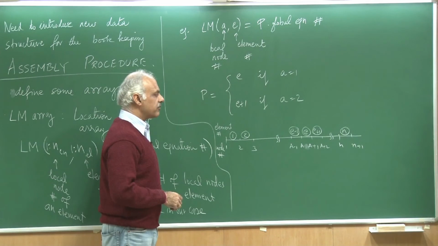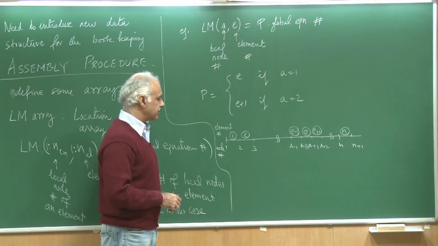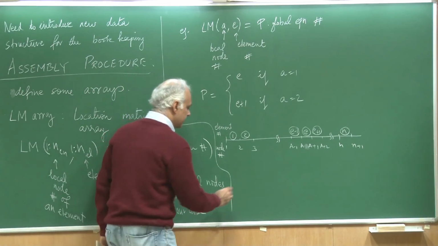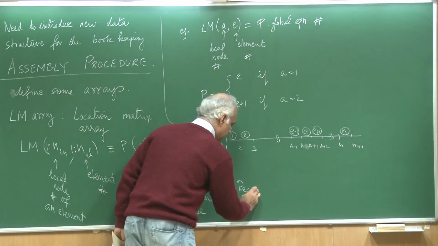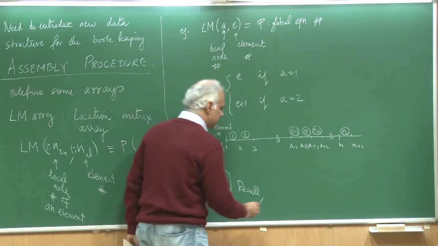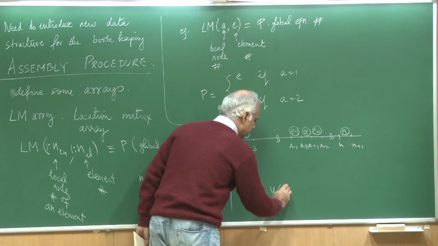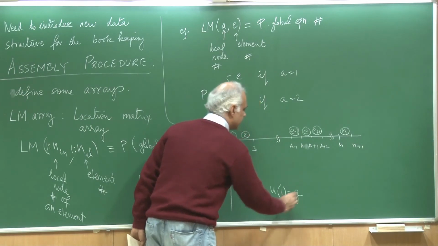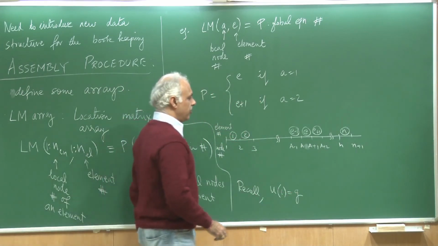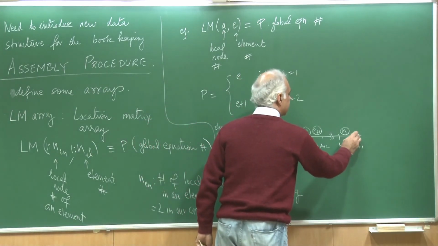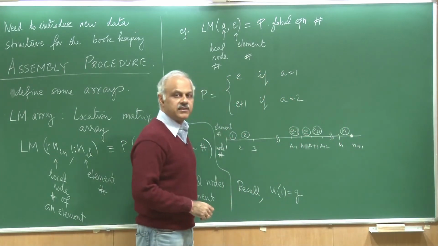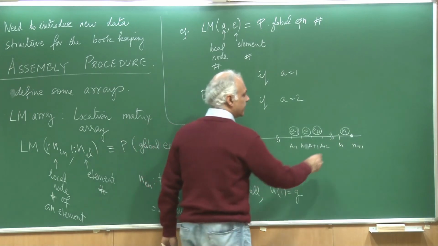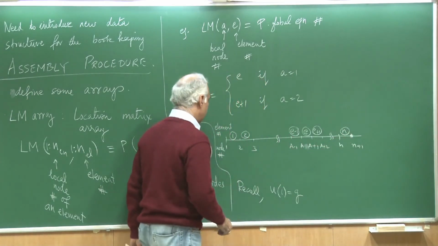Let me also write down for you the boundary conditions. If you recall, the boundary conditions were that u at x equal to 1 was G. So, this node has a Dirichlet boundary condition, which means there is no equation number at this node.